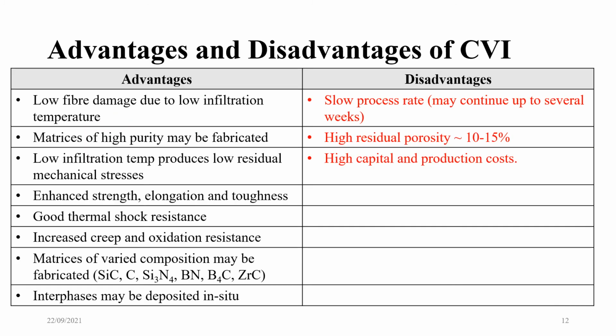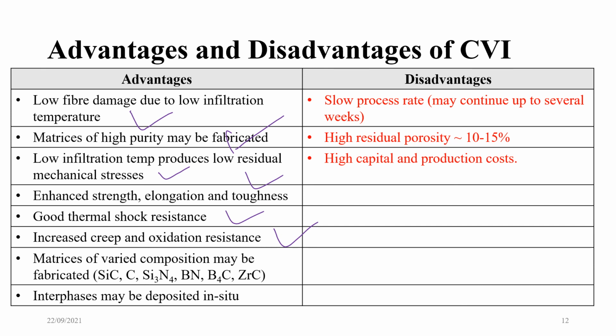Now coming to advantages and disadvantages of CVI. So obviously low fiber damage due to low infiltration temperature. Matrices of high purity can be fabricated. Low infiltration temperature produces low residual stress, enhanced strength, elongation and toughness, good thermal and shock resistance, increased creep and oxidation resistance. So always remember, when a process is controlled by temperature and pressure, we get better and better microstructure of the final material.